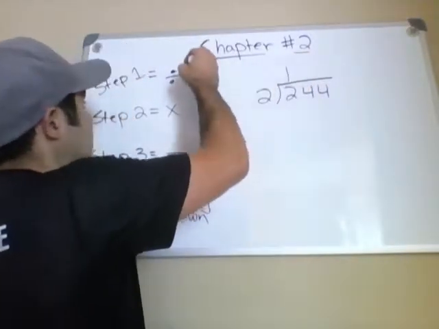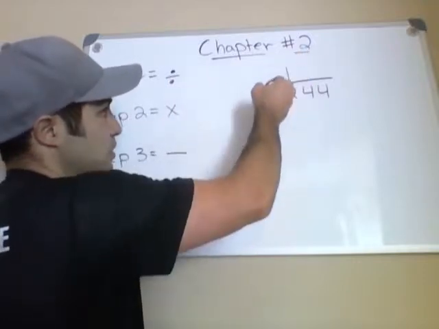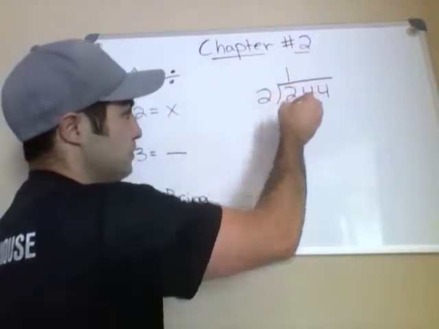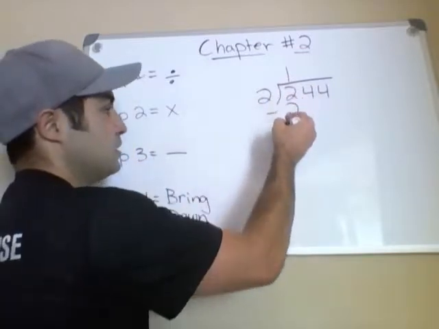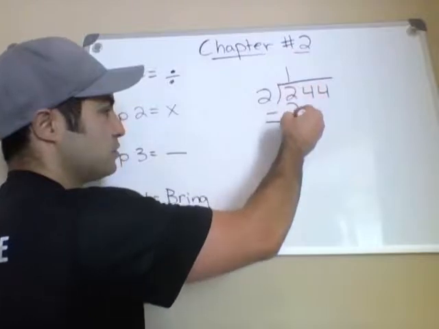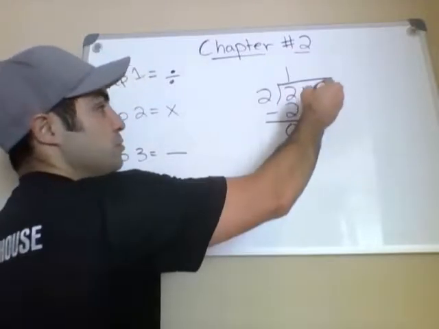So once I'm done with step 1, I go to step 2, which is multiply. 1 times 2, these two numbers. 1 times 2 is 2. Okay, done with step 2. Step 3 is subtract. So now I'm going to subtract those two numbers. 2 minus 2 is 0. And then step 4 is to bring down.